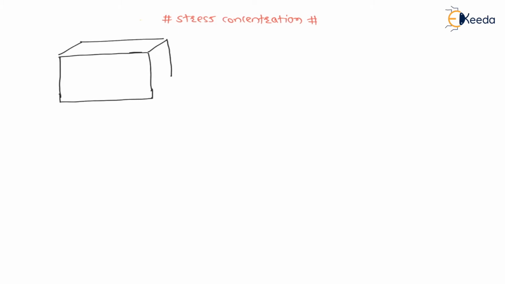Let us say I consider one plate of width W and thickness T. The width of the plate is W, and the thickness of the plate is T. Let us say a tensile force F is applied on this plate. And let us say there is a circular discontinuity of diameter D. This is a hole in the component, which is called a discontinuity.